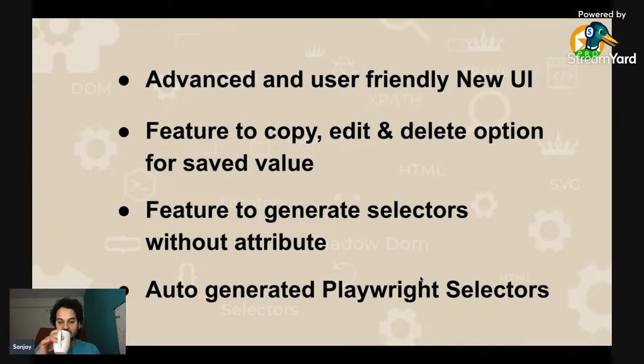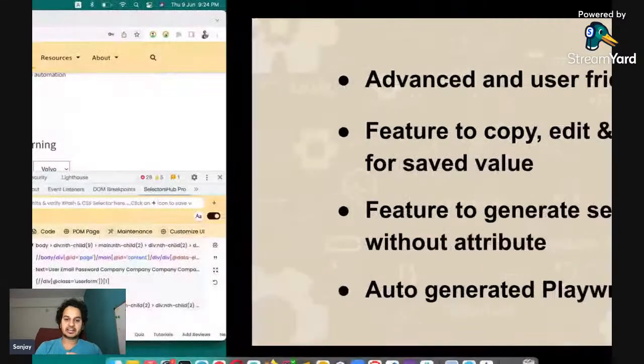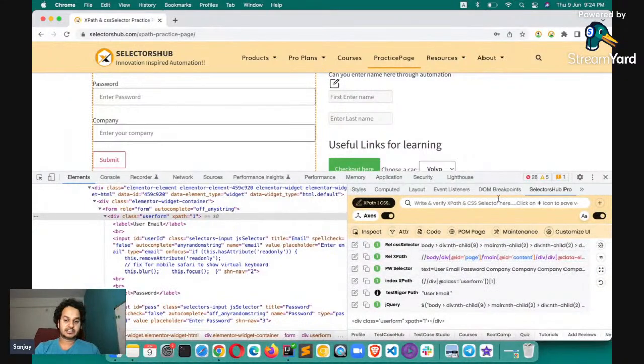Now, this is a really great feature: auto-generated Playwright selectors. Keeping in mind what is coming in the future and how things are evolving, I want to support everybody, whether people are using Selenium, Cypress, Playwright, WebDriverIO, or any automation framework. I'm considering the whole community, how we can support everyone and how I can help everyone. This is a really, really great feature in Selectors Hub Pro.